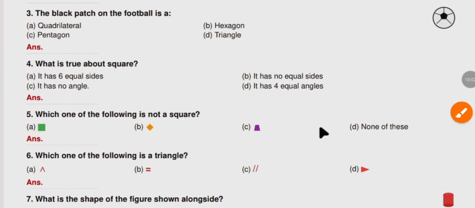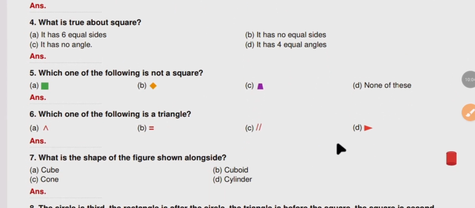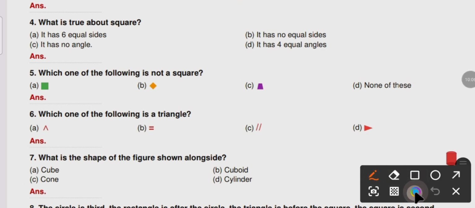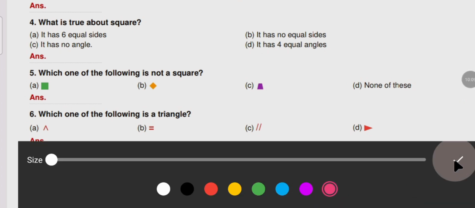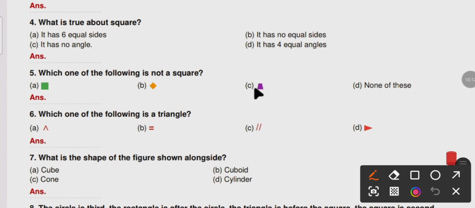Now go through to next. What is true about square? Now very easy, because in previous question we have studied about square. Which one is square? Square is a closed shape, or we can say two-dimensional shape, that has breadth and length but no thickness. So it is a closed shape that has 4 equal sides and 4 corners.